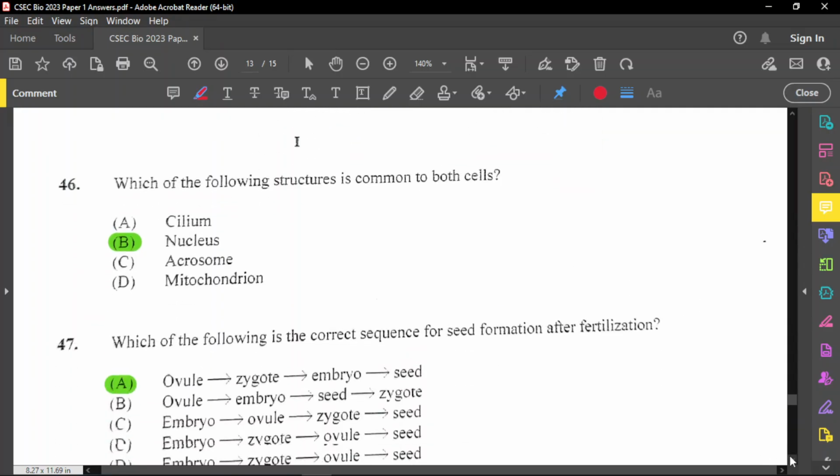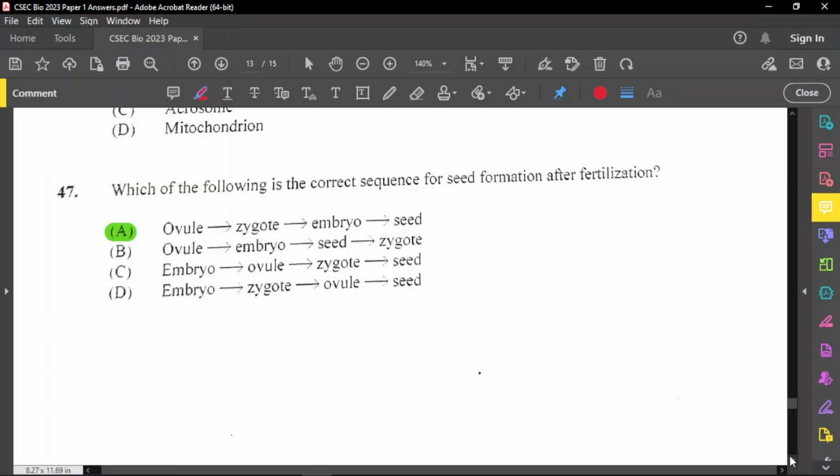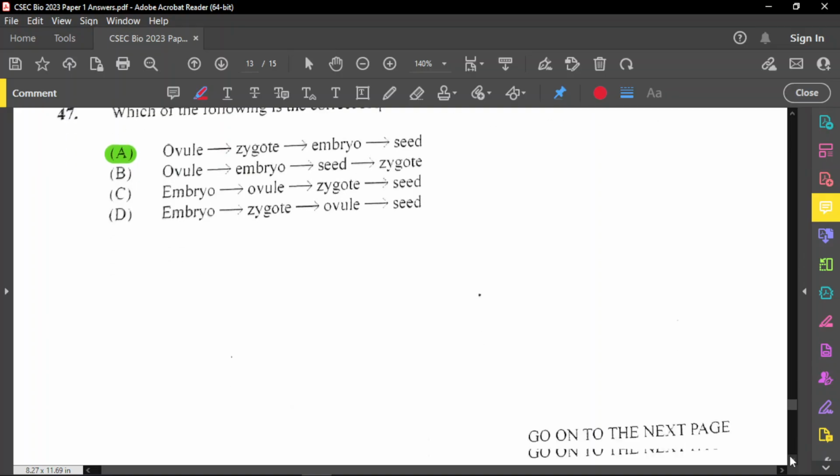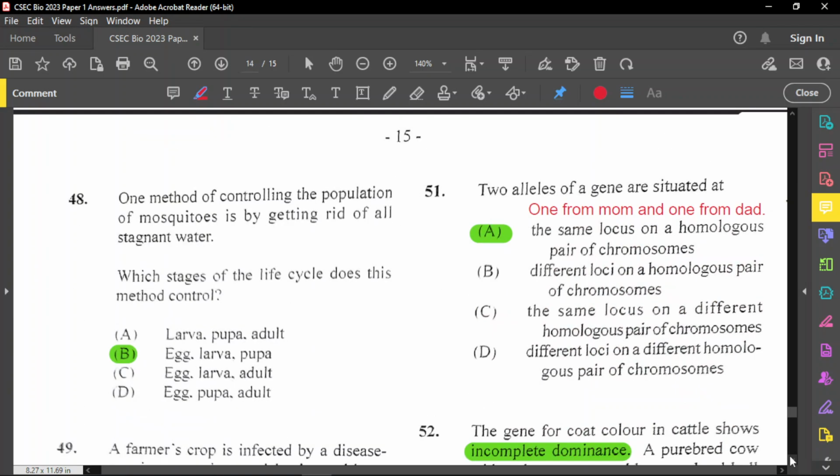All right, so 47, it said, which of the following is the correct sequence for seed formation after fertilization? And so the ovule will become zygote. That's when the egg cell meets with the sperm cell from the pollen. And then the zygote forms embryo, then into seed. This question is a repeat question. I remember this one for sure. All right, we're almost there.